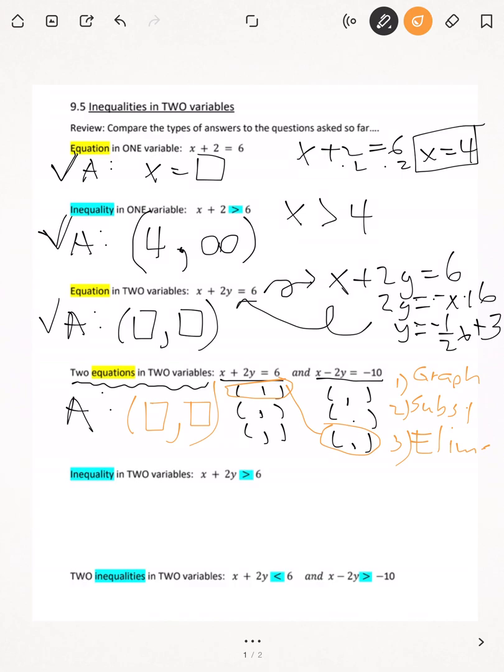If you'd like to, you can take a minute to find out what the answer is. The one ordered pair that exists on both of them, and then you'll have your answer.